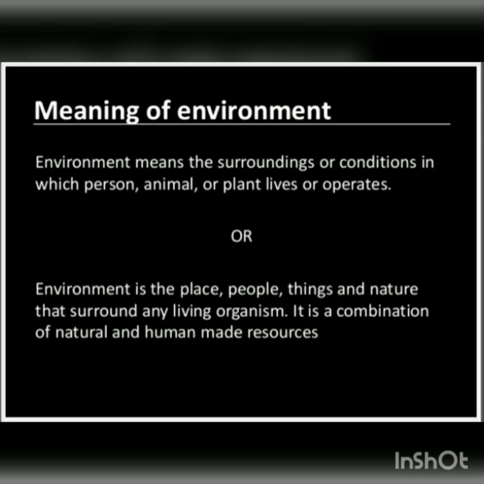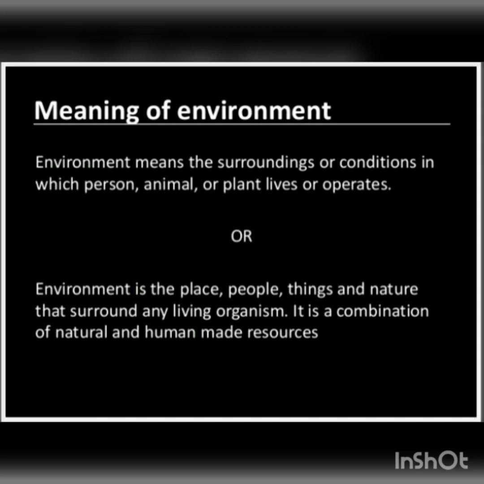Meaning of environment: environment means the surroundings or conditions in which a person, people, or plants live or operate. Again, the surrounding. Environment is the place, people, things, or nature that surrounds any living organism and affects its life. For example, we are affected by our surroundings. Whatever we have in the surroundings affects our life directly.